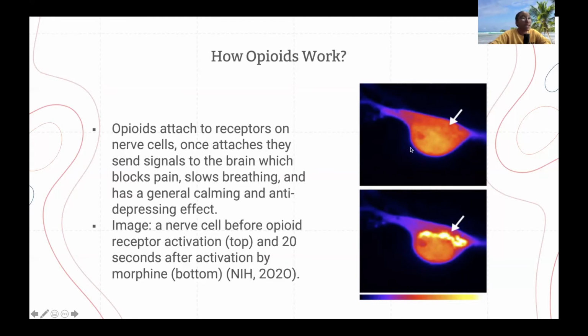In this image to the right, you can see a nerve cell. On the top, you can see a normal nerve cell, and on the bottom, you can see a nerve cell 20 seconds after it's been activated by morphine. And this image was retrieved from the National Institutes of Health in 2020.